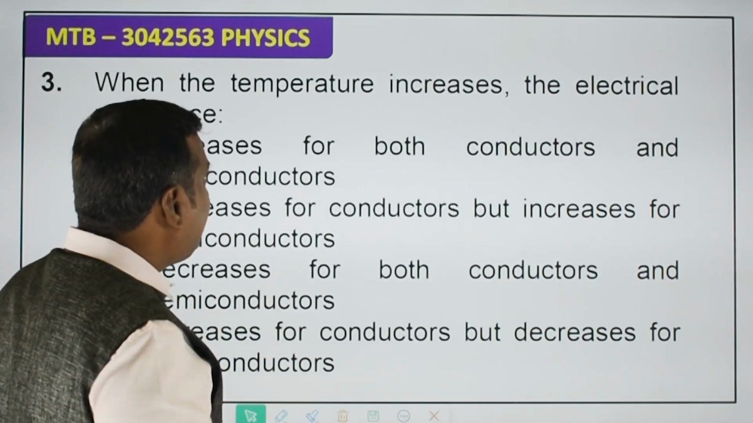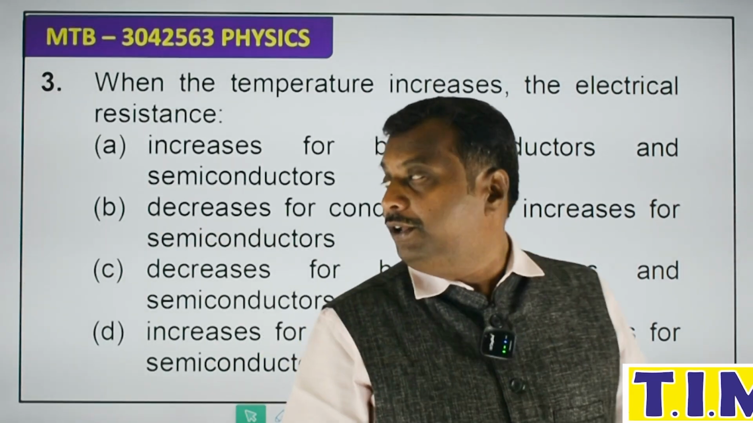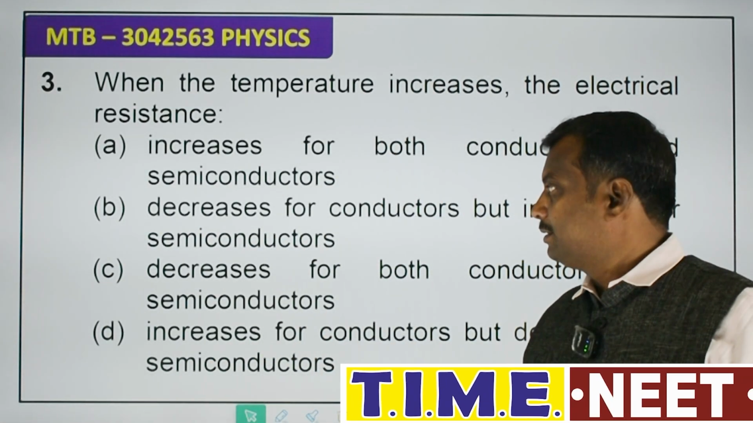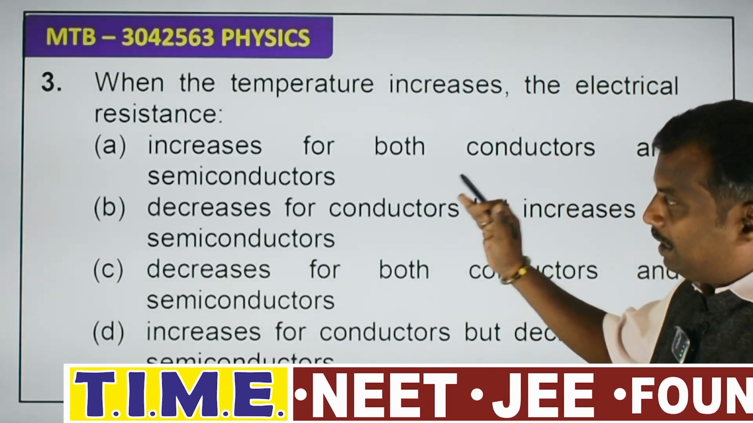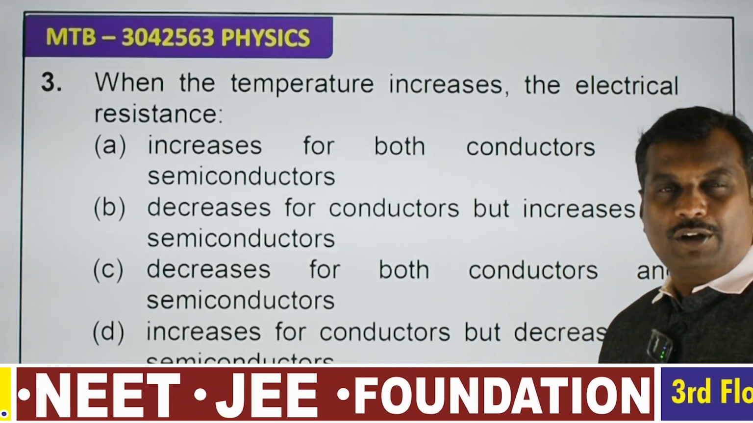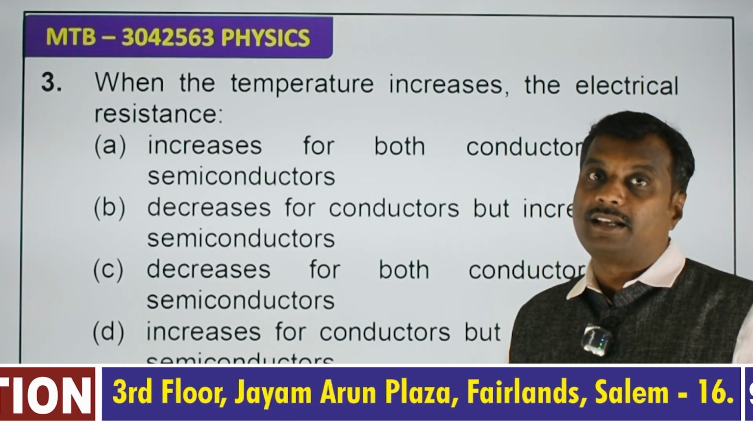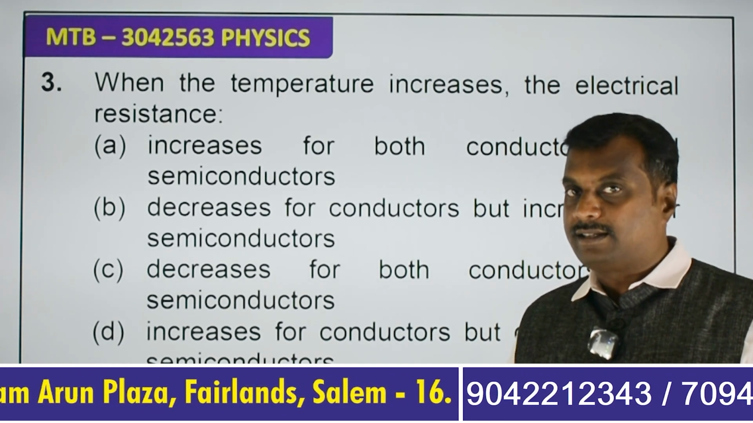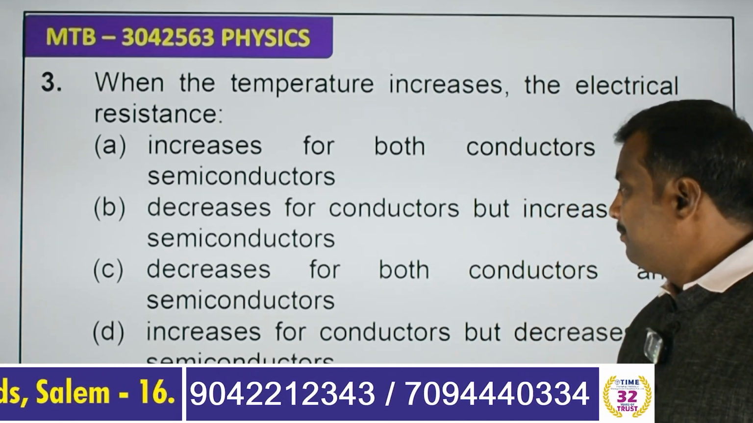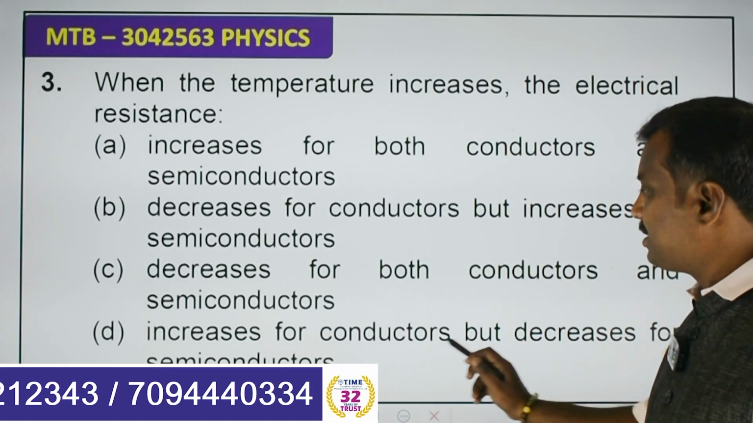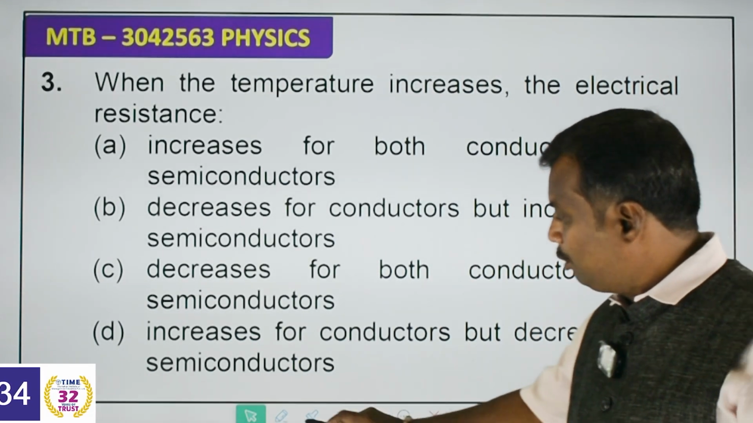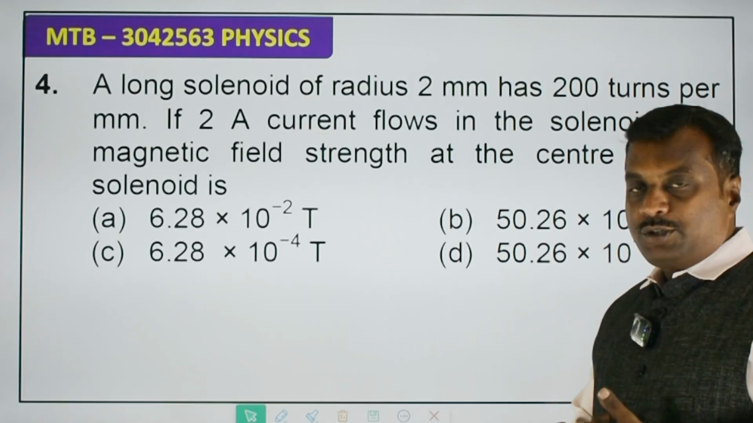Right. When the temperature increases, what happens to the electrical resistance, they are asking. Increases for both conductors and semiconductors. Also when you compare, when temperature rises for conductors, the resistance rises, whereas for semiconductors the resistance decreases, right? Increases for conductors but decreases for semiconductors. So the right option will be option D.